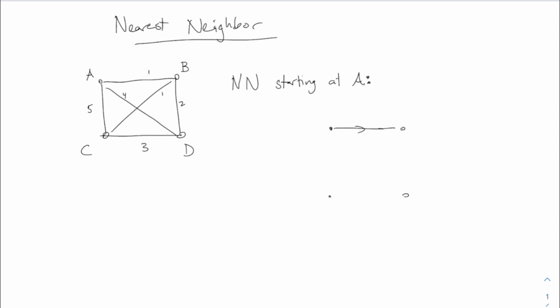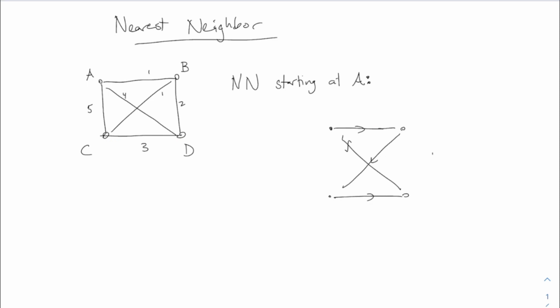Next, from B, the edges from B are 1, 1, and 2, but I've already used this one, so I'm not going to do that edge again. I can either do the 1 or the 2. I do the 1 because I take the cheapest one every time. Then from C, I have a 1, a 5, a 3. I can't do the 1 because I just did it. I can't do the 5 because I don't want to go back to the beginning before I hit all the vertices. I must do the 3. And then the only option from the 3 is to go back there.